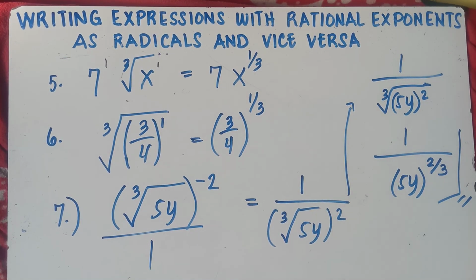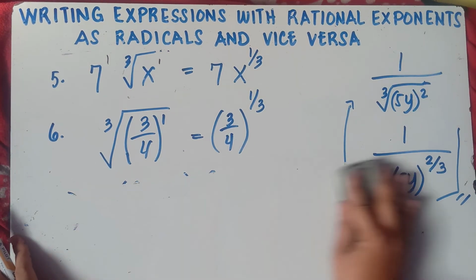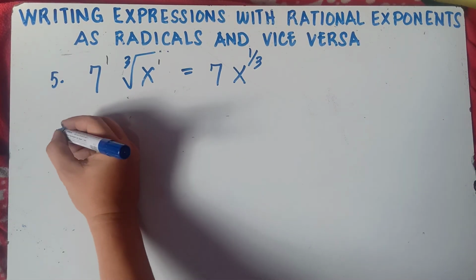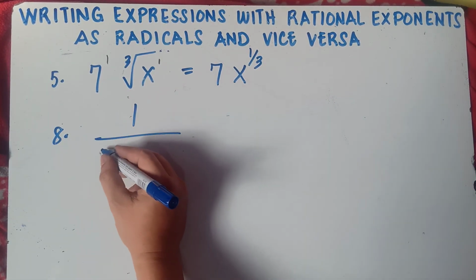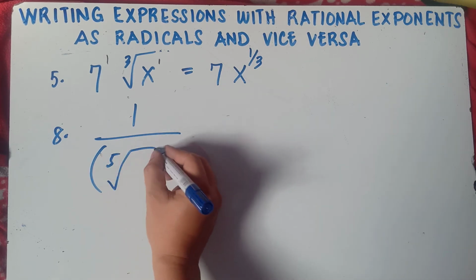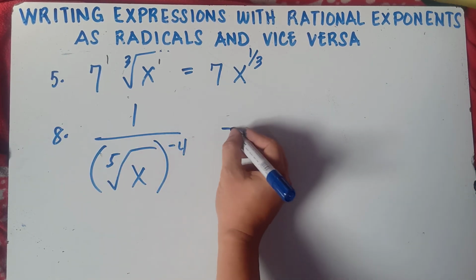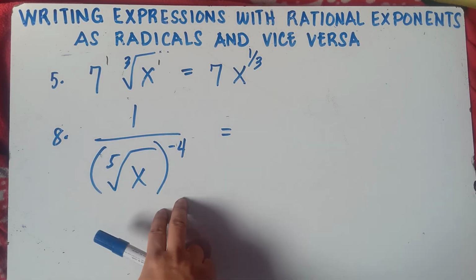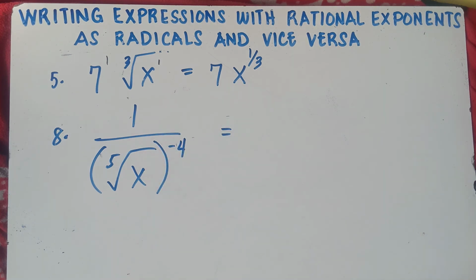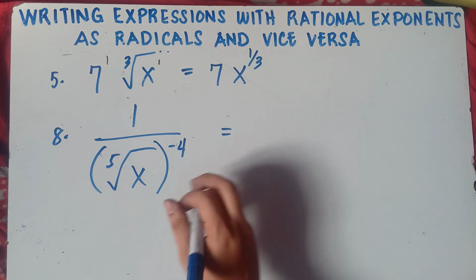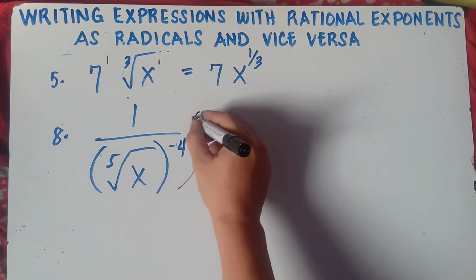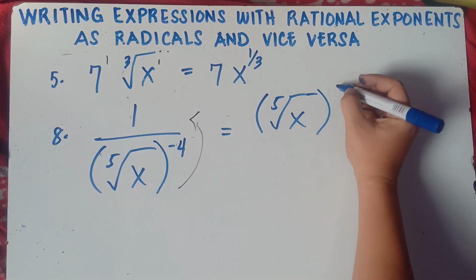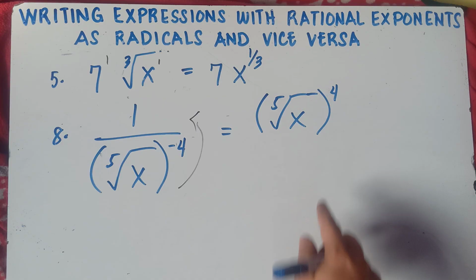So let's try the last example, class. Number 8. Then I will give you one assignment for this one. So number 8. What if you have 1 over quantity the 5th root of x raised to the power of negative 4? Once again, if the exponent is negative on the denominator, just simply put this one on the numerator and the exponent will be positive. So this will be quantity 5th root of x raised to the power of positive 4. So this negative will be positive.